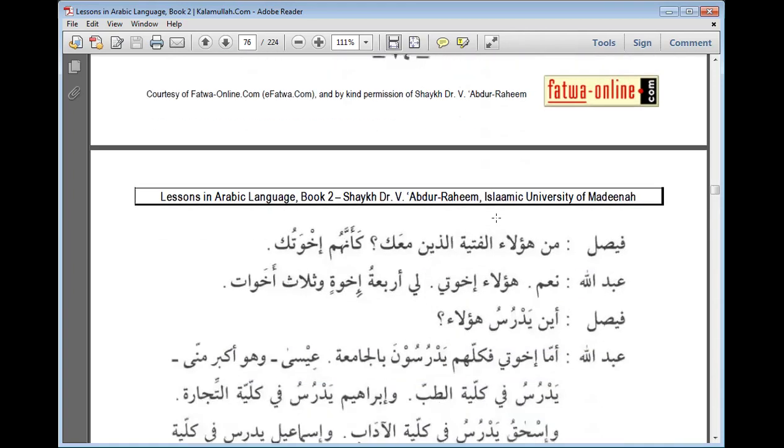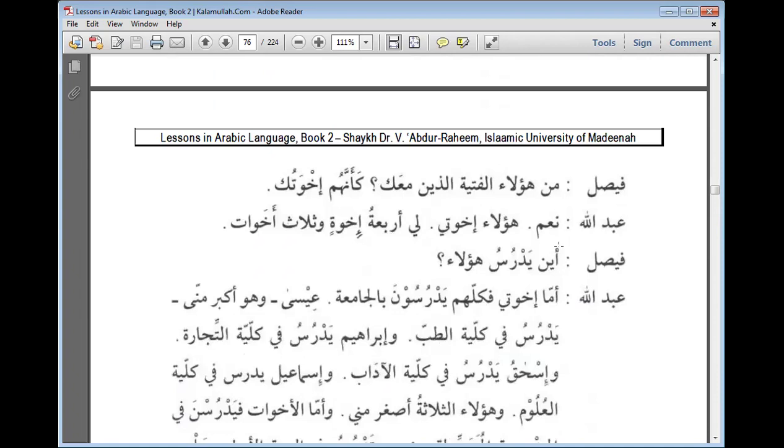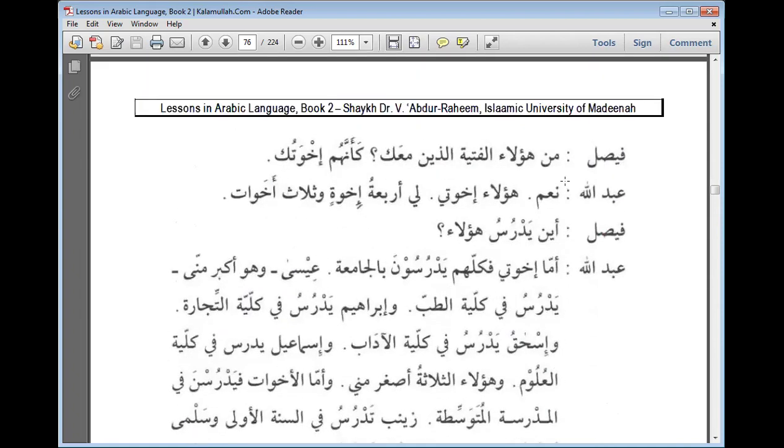Going on to the next page. We didn't read this last week, so it's a new part of the lesson. So let me read first, and please follow in your books or on screen. Try to follow closely, and then we'll read it again after, inshallah.